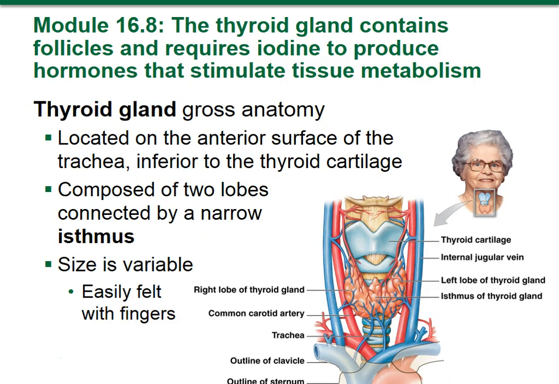Okay, let's talk about the thyroid gland. It's located on the anterior surface of the trachea. It's inferior to the thyroid cartilage. See here, there's the thyroid cartilage at the top. Underneath that, you find the thyroid gland. There are two lobes connected by a narrow isthmus. And the size is going to be variable depending on the person when it comes to that gland.